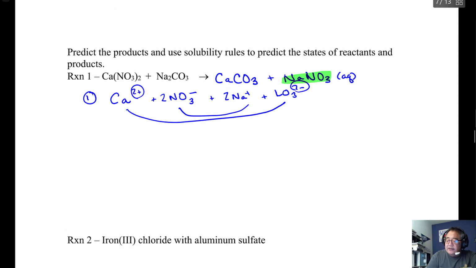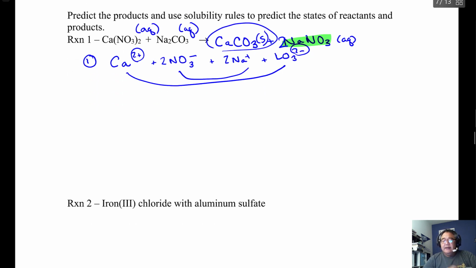So I can go back to here and say that this will be a solid because the carbonates are generally insoluble. Calcium's not an exception. Now, nitrates are also always aqueous. Okay, so what I can do is I can also put in the states for here. So that's one of the things I need to do as well because it says states of reactants and products. This is aqueous, and this is also aqueous because of sodium. Okay, now, does a reaction take place? And the answer is yes, because I have calcium carbonate being formed.